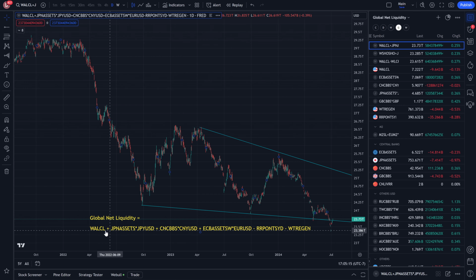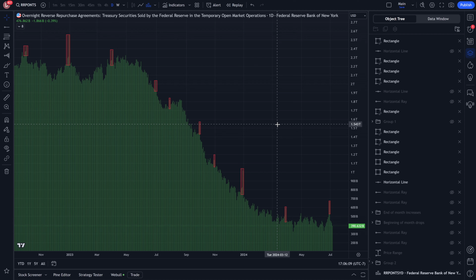So in this expression, we have the U.S. central bank assets, Japanese assets, China assets, ECB assets, and then we have RRP, reverse repo, and the TGA. So let's skip these other central banks for now. Let's talk about the RRP and the TGA. As most people realize by now, the RRP has dropped massively, but it's kind of been going sideways for a few months now. These little red marks are some of the notable end of quarter spikes that the RRP experiences. And some of these are end of month as well.